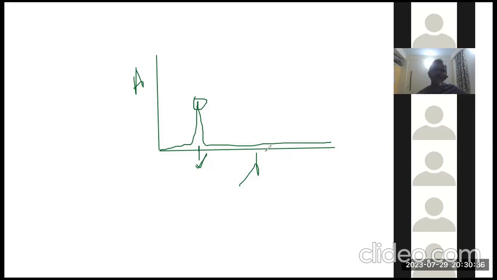Suppose you have two elements, X and Y. Suppose this peak here is for X and this is for Y. By seeing this, you can say a little bit about which element is present in higher quantity and which in lower quantity, and you can conclude about their quantitative percentage of the particular element. This is all about this.